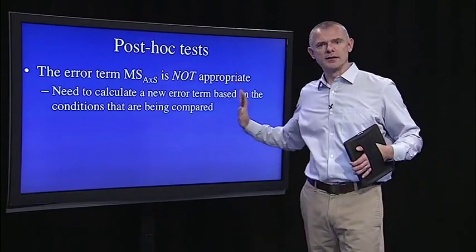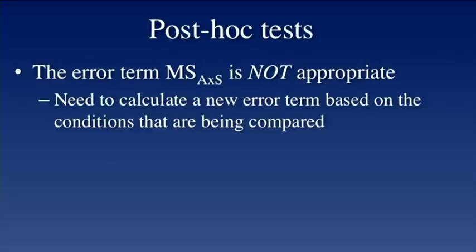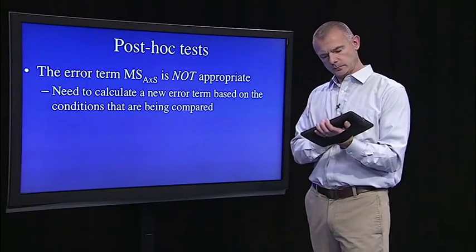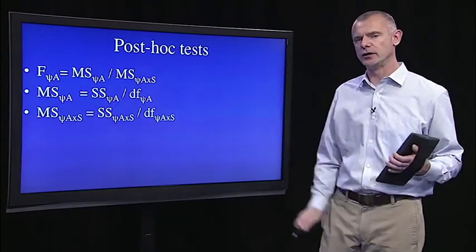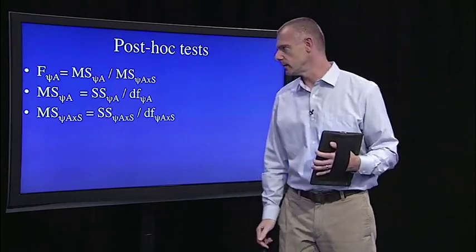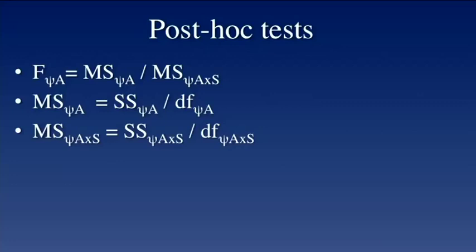But here again, remember the concept of error is different. It's A by S. So it depends on what levels of A you're looking at. You can't just use one overall error term for all your post hoc tests. So you need to calculate a new error term based on the conditions that you're comparing. And we'll do that in R. The notation that I use for that is you just calculate a new F ratio, or you could just calculate a t-test, by taking out a subset of A. So that's what this symbol is denoting, just a subset of the levels of A. So I could just take the first two levels of A and compare those.